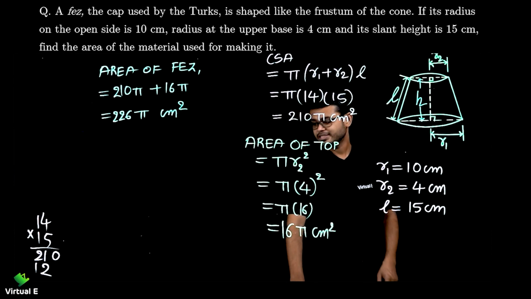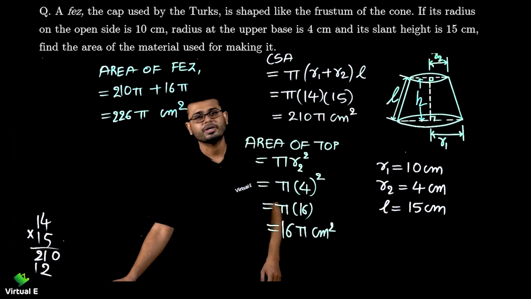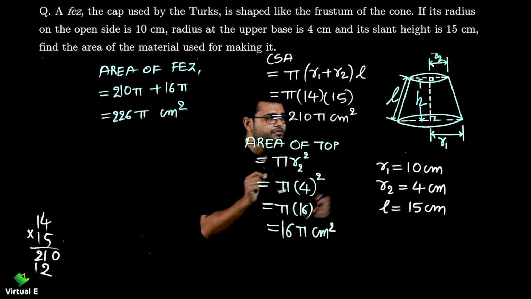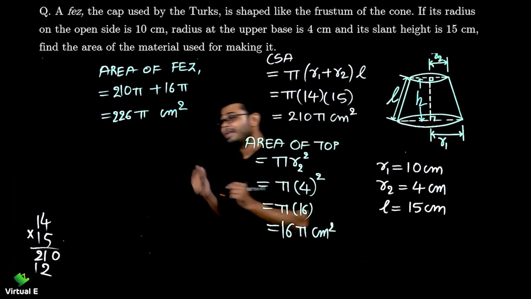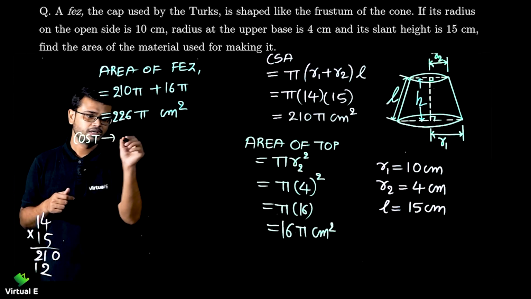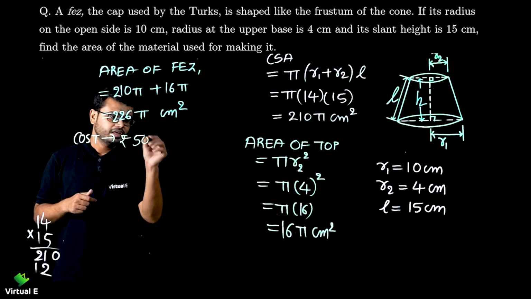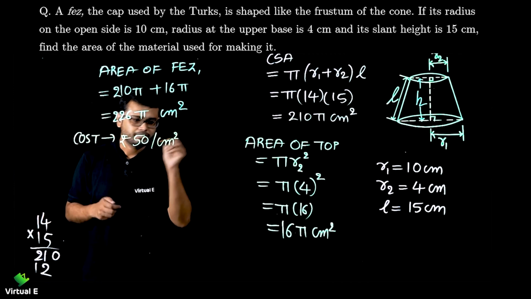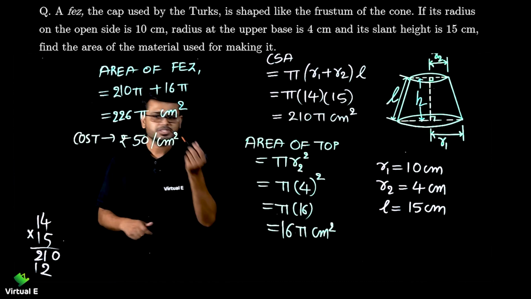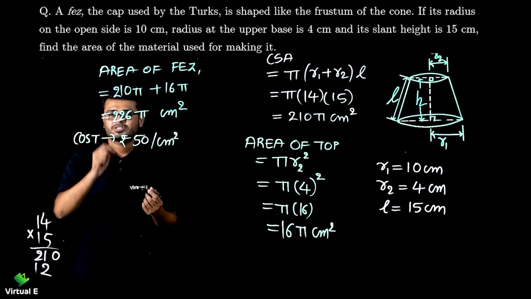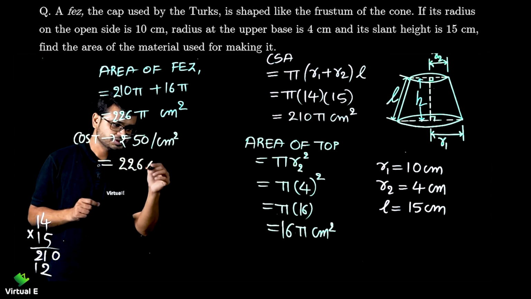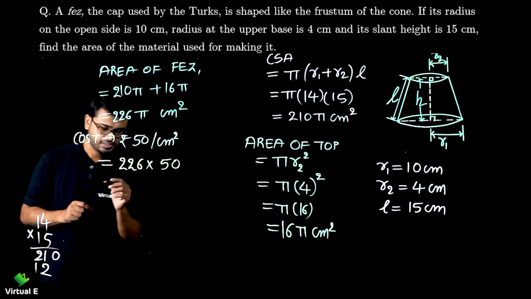Now let's extend this question further. Suppose we need to find the cost of the material required over here, and let's say the cost is rupees 50 per centimeter square. We want to find the cost. So simple, there's only one extra step we need to do. We need to multiply 226 with 50, right?